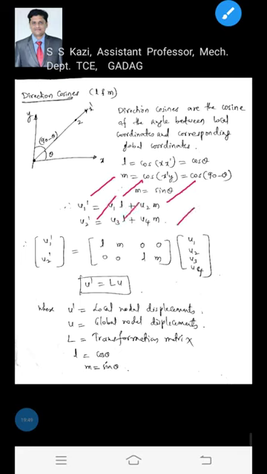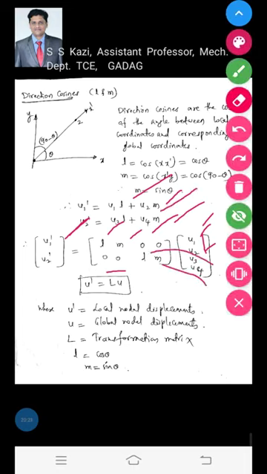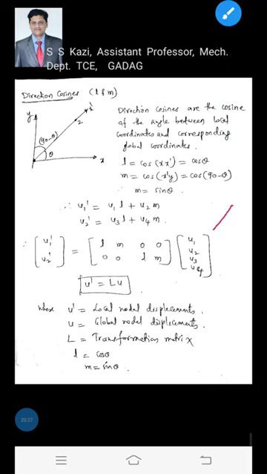In matrix form, u1 dash, u2 dash is equal to the matrix [L M 0 0; 0 0 L M] into u1, u2, u3, u4. This gives you these two equations: u1 dash is equal to L into u1 plus M into u2, the remaining being zeros, and u2 dash is equal to u3 into L plus u4 into M, as the first two are zeros. The same equations we get in matrix form. Therefore, in short you can write u dash is equal to L into u.